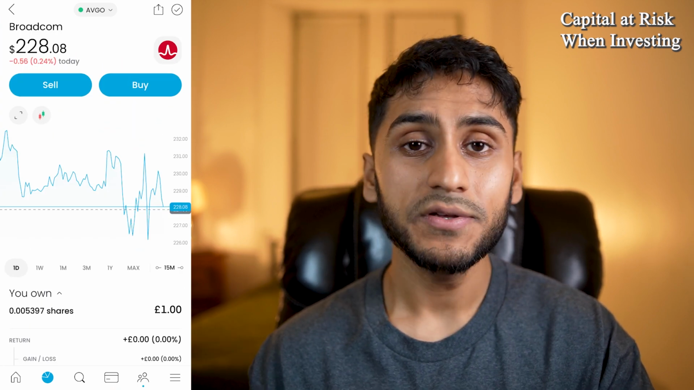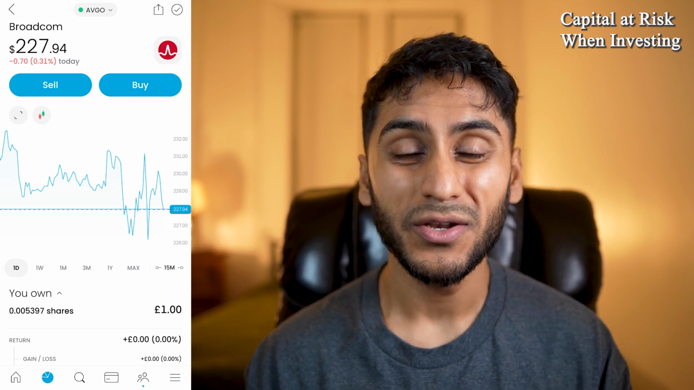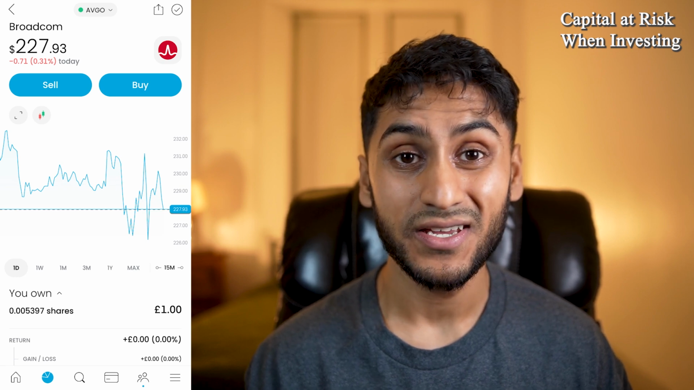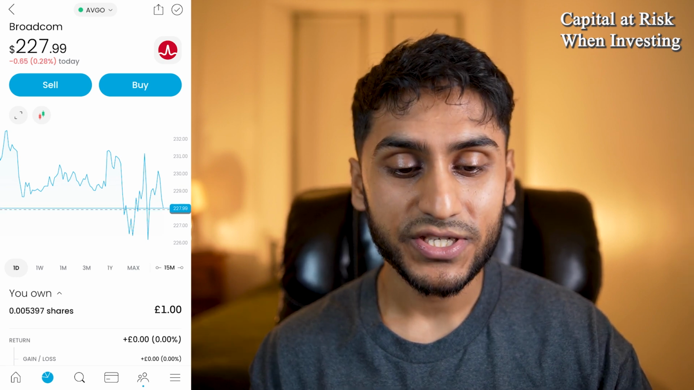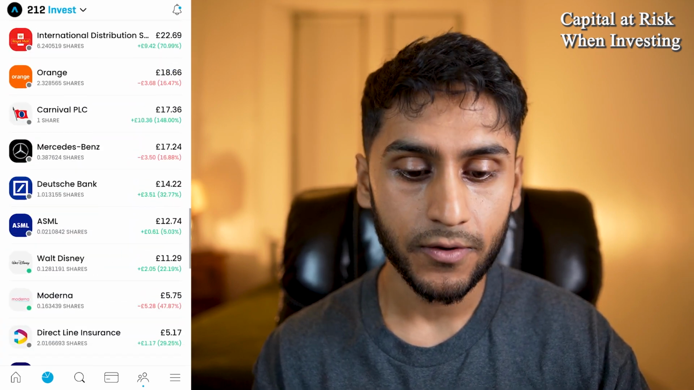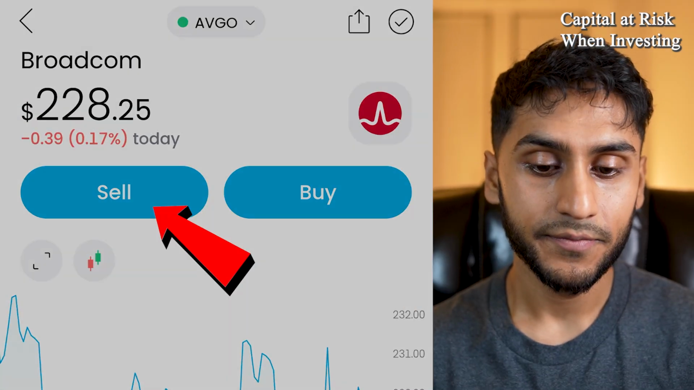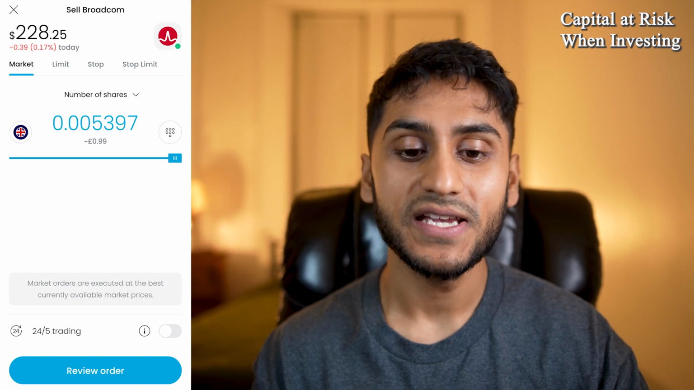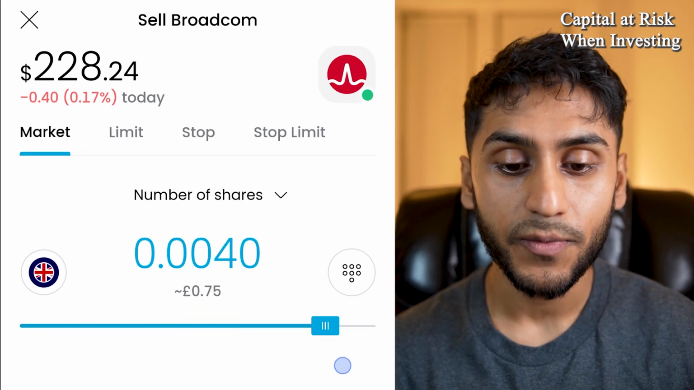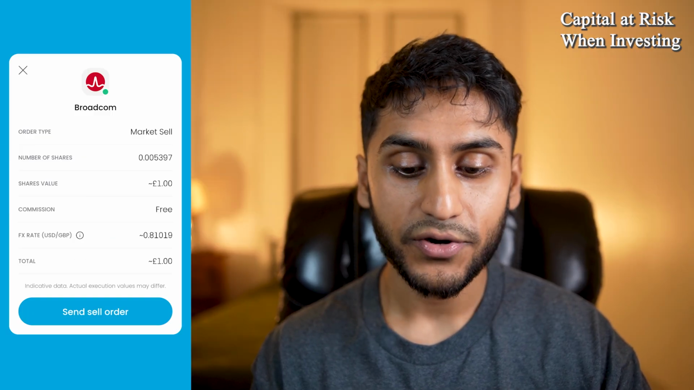And currently the market is moving, so I might see some gain or loss, but somehow it is exactly still the same value. Now, it's all well and good buying a share, but what happens when it comes down to sell? You know, there is no point of investing forever if there is no exit strategy. So all you have to do to sell your share is to go into the investment, which you will find in your portfolio. So for example, I want to sell my share in Broadcom and then press sell here. I want to sell the complete amount of shares that I have. If you are not sure how many you have, all you have to do is drag this slider all the way to the end and it will show all your shares, and then press review order and then press send sell order.